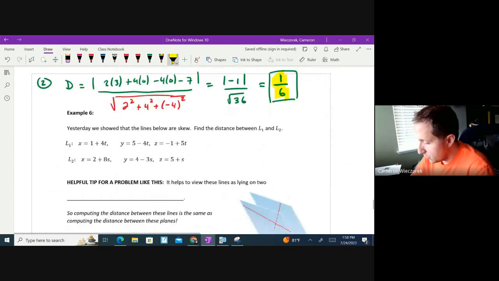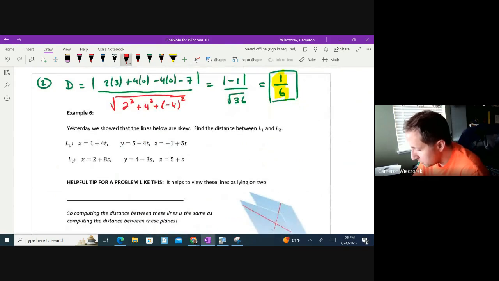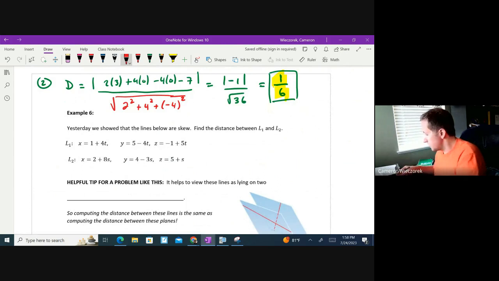Yesterday in the last video, we showed that these lines below are skew. This was example, let me take a look real quick. Maybe it was 2 days ago. I think I've made 3 videos for this section so far. It's a longer section. I think it was section 12.5 day. Yeah, it was 12.5 day 1.